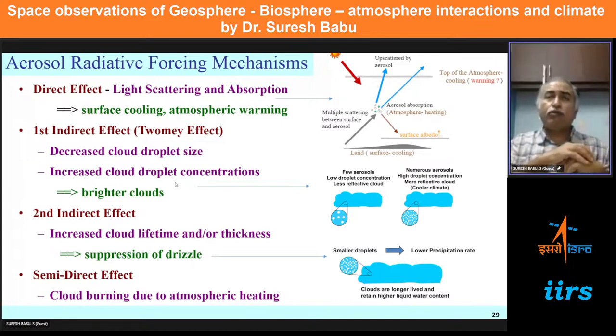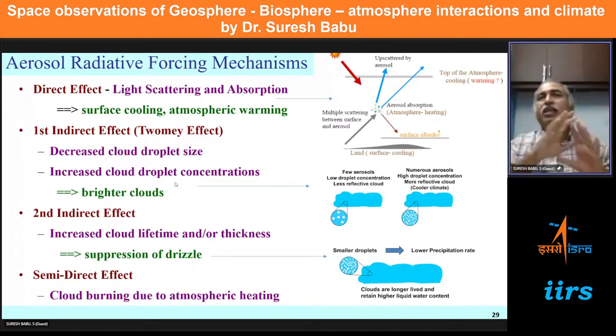In addition to that, we all know for clouds to form, there should be a surface, where aerosol acts as the surface for the clouds to form, which we call cloud condensation nuclei. If there are no aerosols in the atmosphere, there won't be any clouds. However, if there are more aerosols in the atmosphere, the droplet size will be small, and this leads to an increase in cloud droplet concentration, and these clouds will be brighter. Brighter clouds reflect more radiation back to space, which will lead to cooling in the atmosphere.